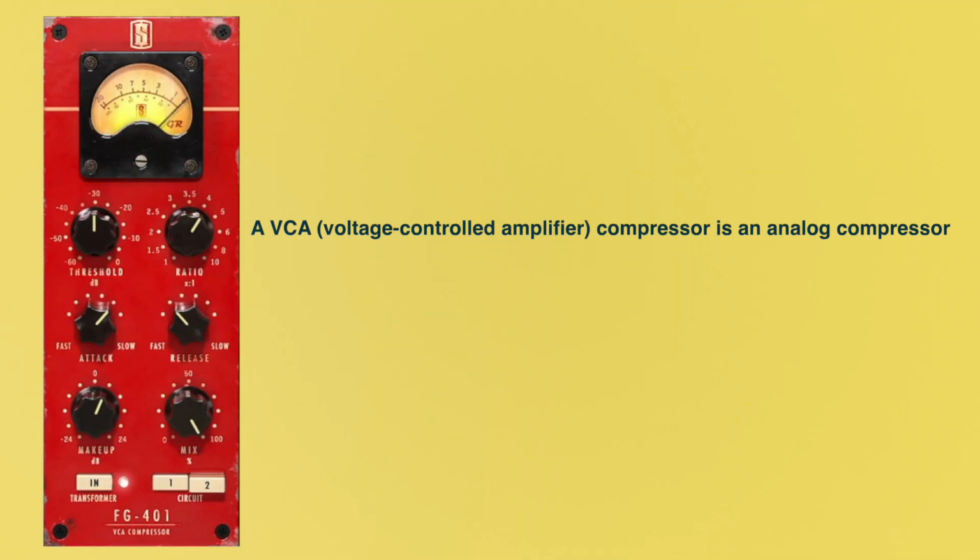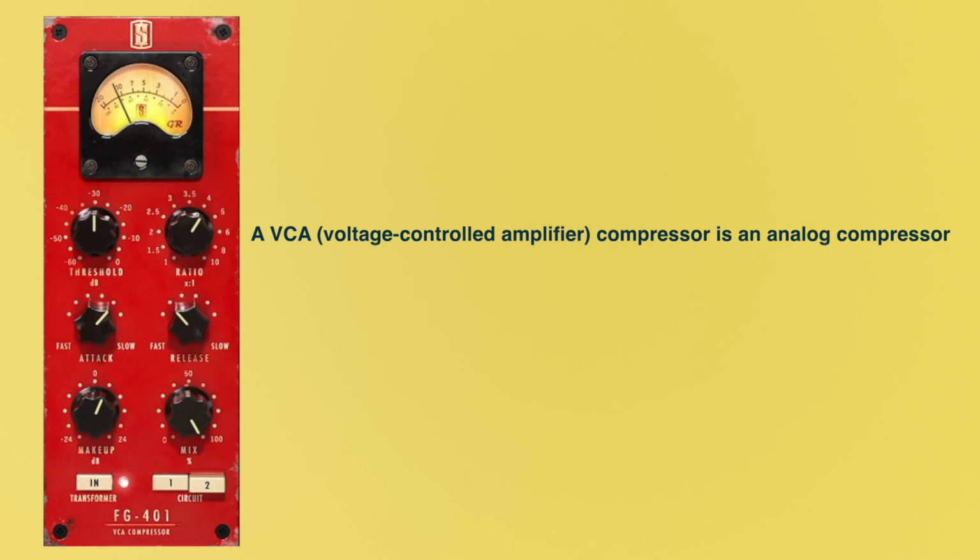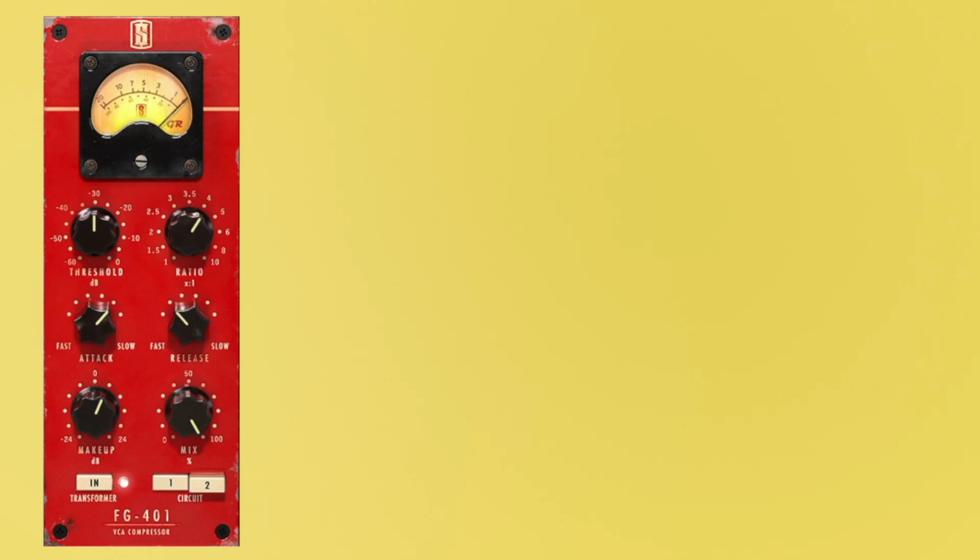VCA compressor. What is a VCA compressor? A VCA, voltage-controlled amplifier, compressor is an analog compressor that utilizes a VCA control to apply compression. The input signal is split through an integrated circuit into a detector path, to control the VCA compression, and an output path. Characteristics of a VCA compressor: very low distortion.